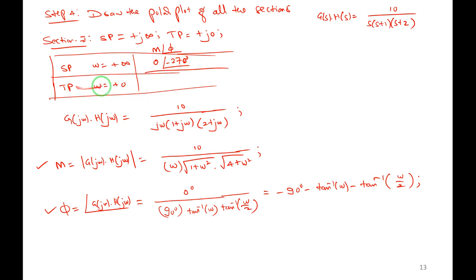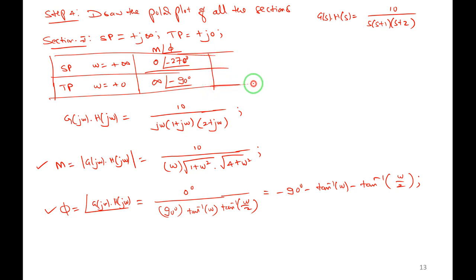Next, for the terminating point, frequency is omega equal to 0. Substitute omega equal to 0 in the magnitude equation. Anything divided by 0 is infinity. So this is the magnitude. Calculate the angle. Substitute omega equal to 0 in the phase equation. Tan inverse of 0 is 0. So I am left with minus 90 degree. I hope you are getting it.